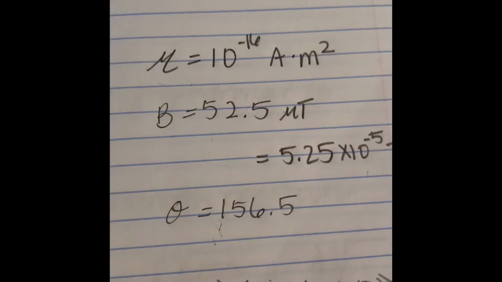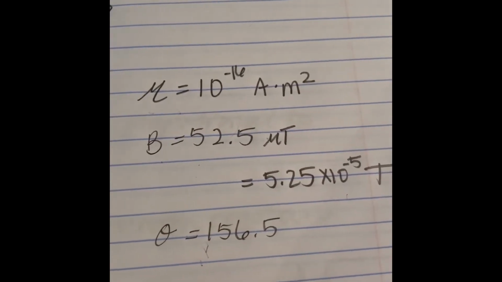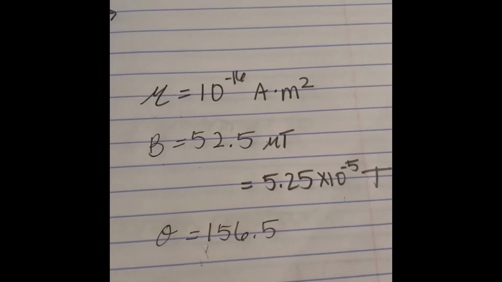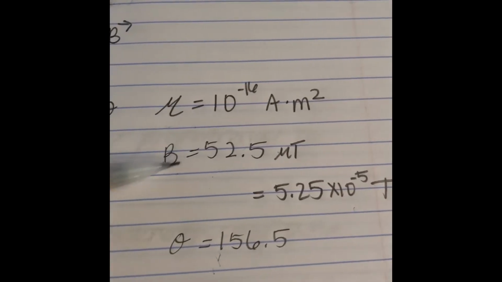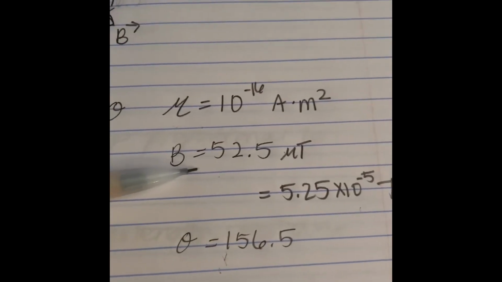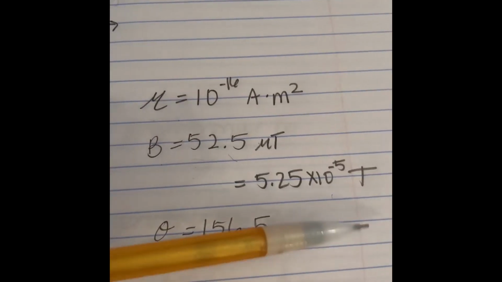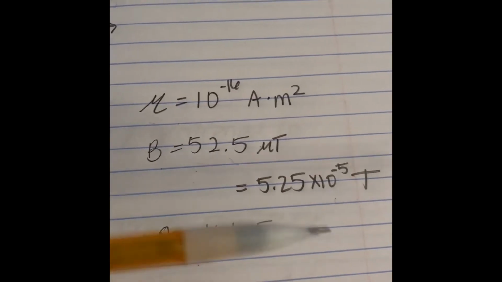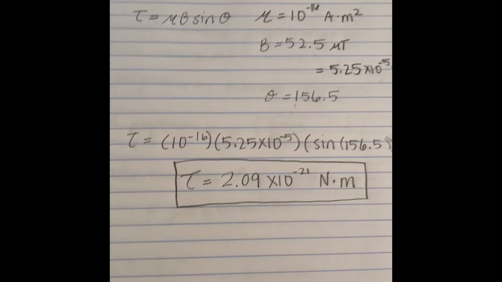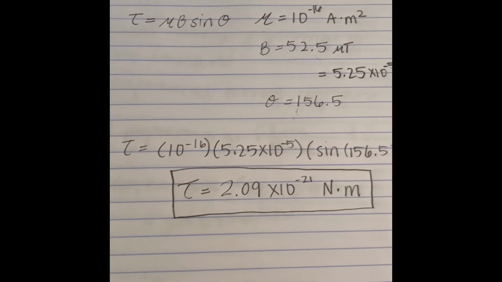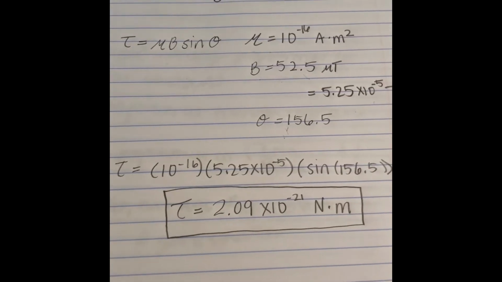So from the problem, it tells us that the magnetic dipole moment is 10 to the negative 16, and that the magnitude of the magnetic field is 52.5. So this right here is all the information from the problem that I just stated. The only difference is that we have to take the magnitude of the magnetic field from microteslas to teslas. So this is the number we get for that. And then using this equation, we plug it all in, and we get torque is equal to 2.09 times 10 to the negative 21 Newton meters.